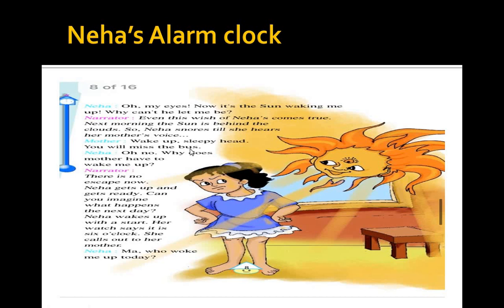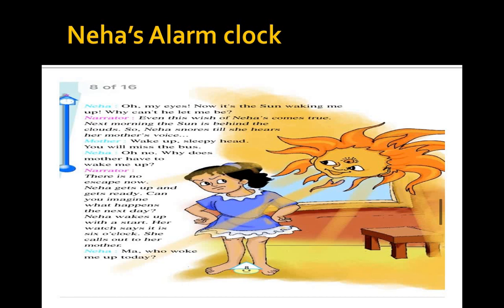"You will miss the bus." So why does the mother want Neha to wake up? Because she will miss the bus if she keeps on sleeping. So Neha says, "Oh no, why does mother have to wake me up?" So why is it that the mother always wants to wake Neha up? The narrator here says there is no escape now. She keeps on avoiding all the possible outcomes of her waking up, but ultimately there is no way out that helps her keep sleeping for long. So Neha gets up and gets ready.